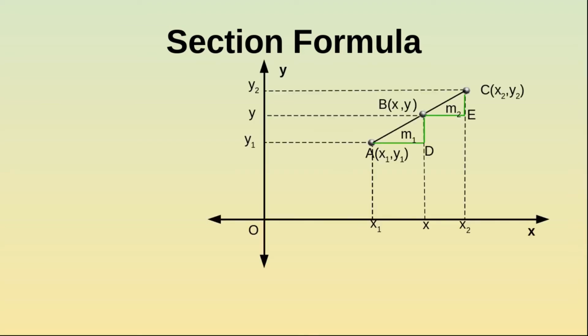Now let's talk about section formula. Suppose we are having 2 points A and C, where the coordinates of A is given by x1, y1 and coordinates of C is given by x2, y2.